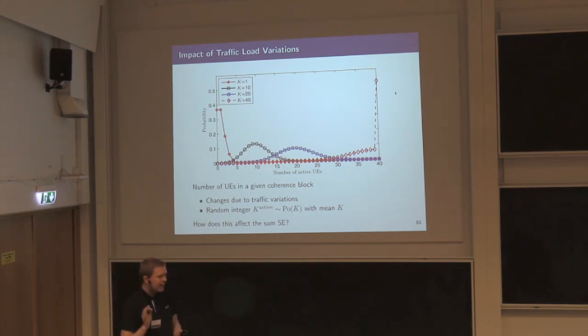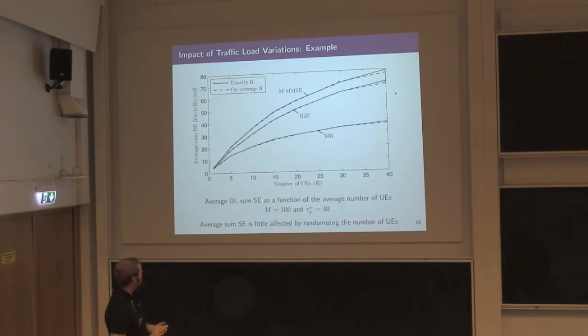So what happens now if I look at the sum spectral efficiency for a case like this? This is what happens. I'm comparing the sum spectral efficiency versus the number of users, with having exactly k users, or on average k users, where I generate the number of users with the Poisson random number. And I say that if I get more than 40 users, I have only 40 users, no more. The blue curve is exactly k, the dashed one is on average. And they are more or less the same, for multicell MMSE, regularized zero forcing, and maximum ratio, more or less the same.